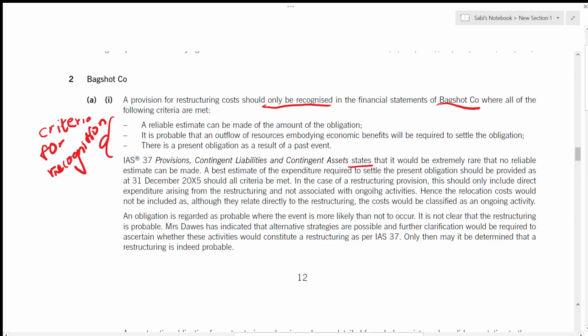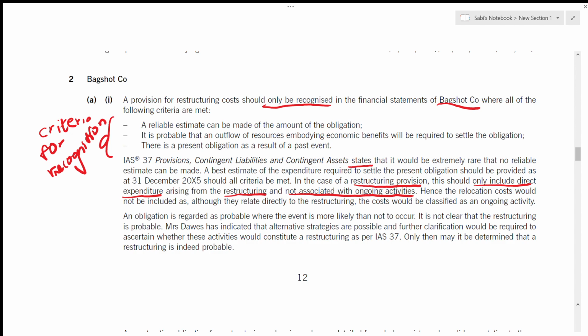So, only include direct expenditure. When it comes to restructuring provision, right? Restructuring provision comes under provision, and under provision there could be so many types of provision. So restructuring provision is one kind of provision. They are saying it should only include direct expenditure related to the restructuring, not ongoing activities. This sentence needs to be there in your answer.